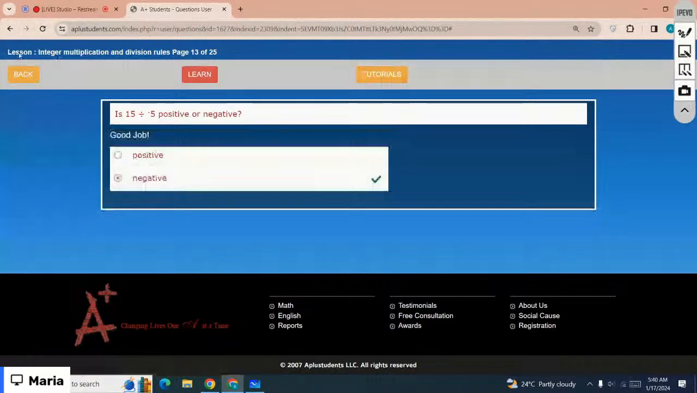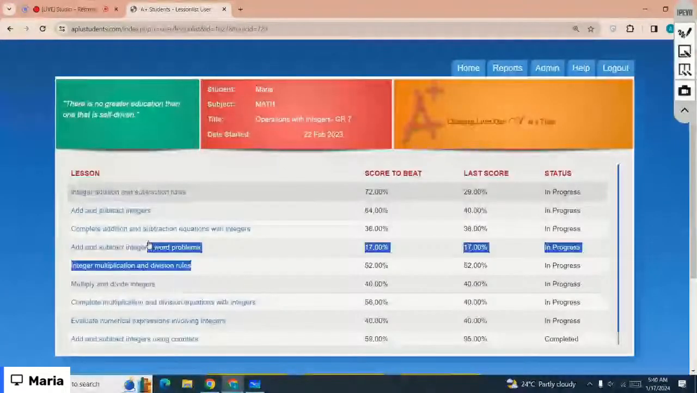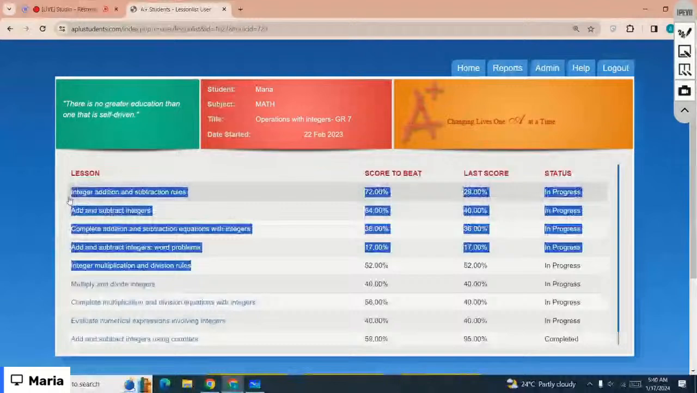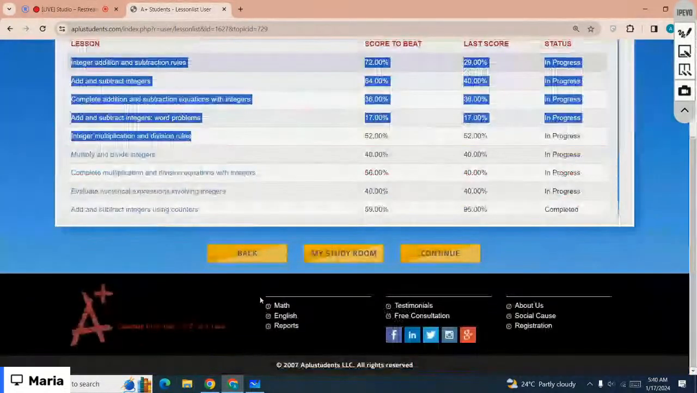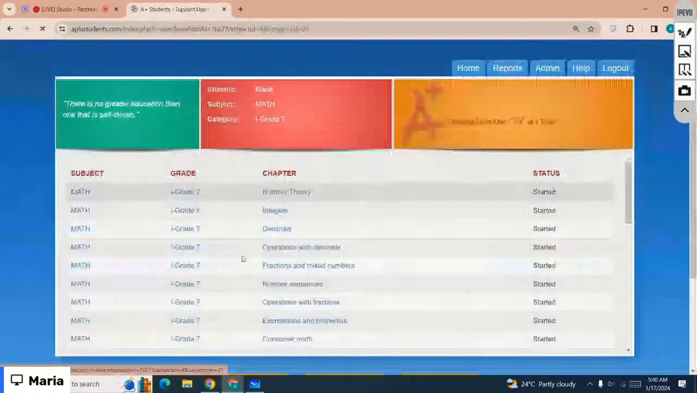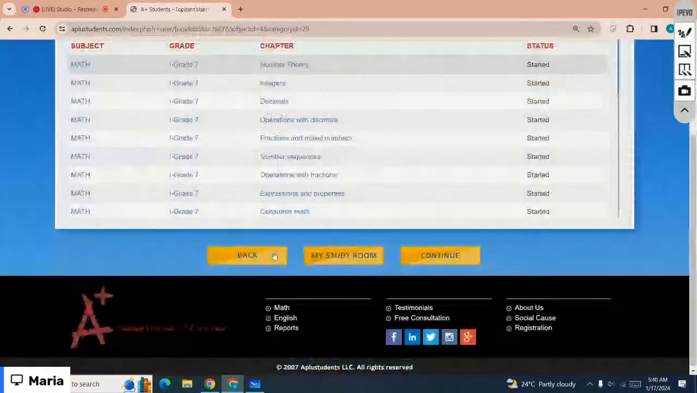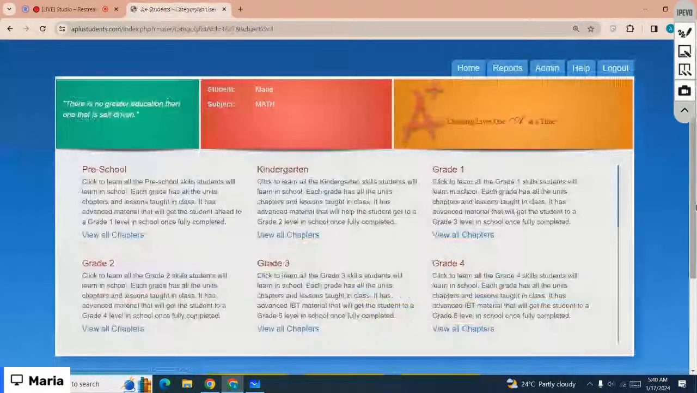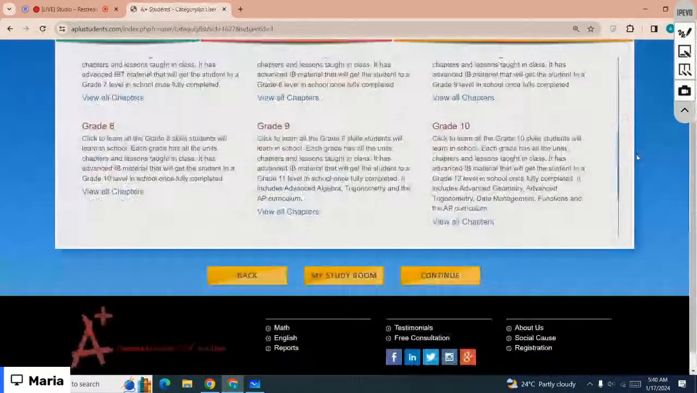yourself. The lessons we have covered today are integer addition and subtraction rules, add and subtract integers, complete addition and subtraction equations with integers, and add and subtract integers word problems, which you have to do on your own. The one we have just finished is integer multiplication and division rules, right? So please make sure before the next session you complete all the practice questions for the lessons we did today. That is your homework until the next session, right?